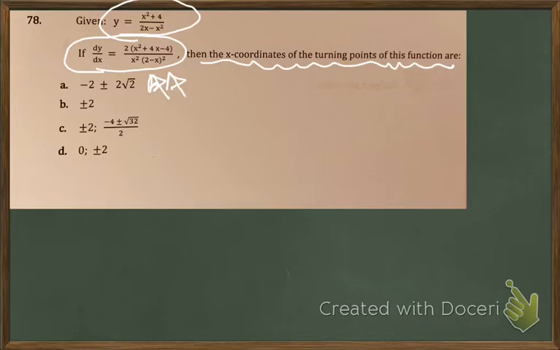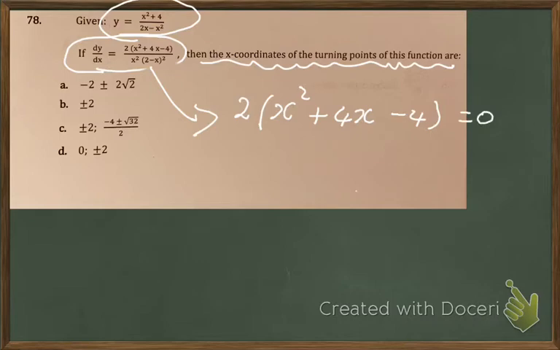The numerator from that function is 2 times x squared plus 4x minus 4, and we set that equal to naught and solve. The first thing we would do is divide by 2 on the left and on the right, and so we simply get x squared plus 4x minus 4 is equal to 0. This quadratic equation doesn't have rational roots, so we're going to have to use the quadratic formula.